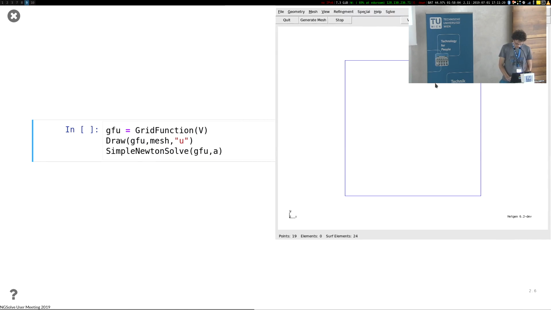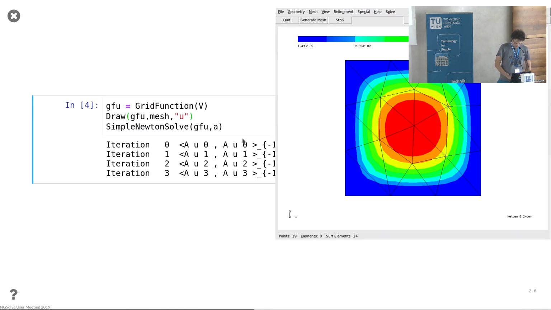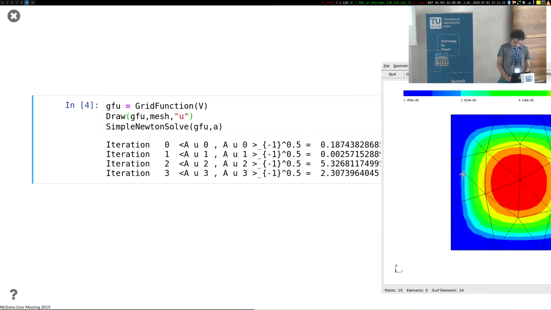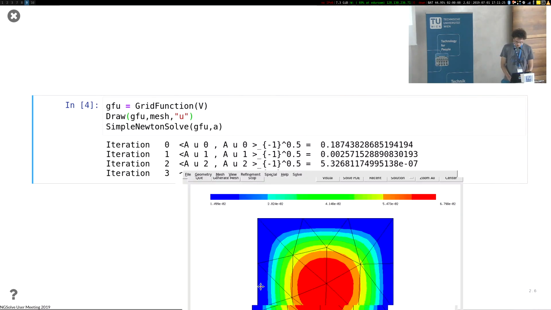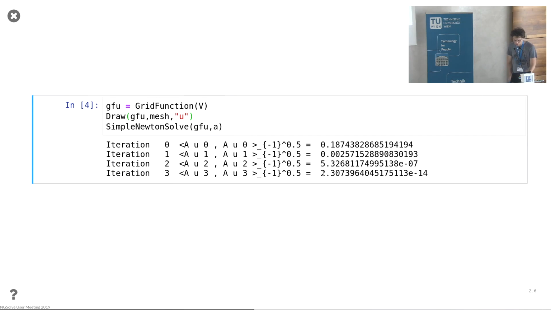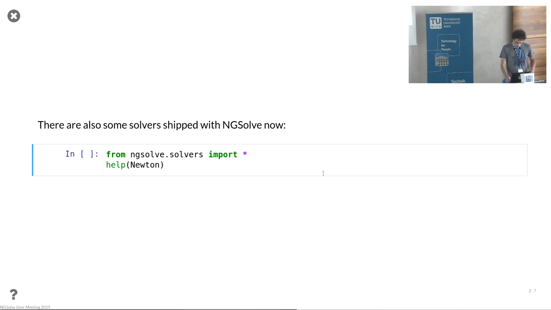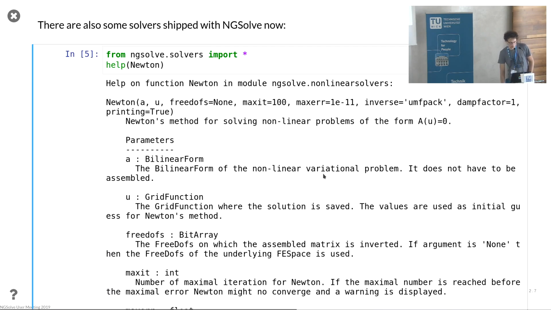So the very simple problem. So we now apply the Newton solve, and you see, okay, after only a few iterations, the Newton converges. You can also now see that there's something shipped with NGSolve, so you don't have to write your own Newton solver. You can also take the Newton solver from the solvers module from NGSolve, and that has a few arguments that are more or less obvious.